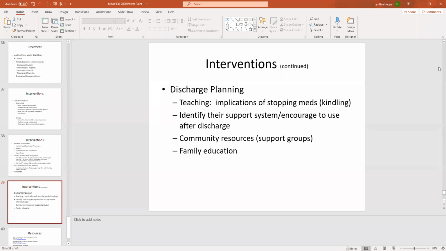Discharge planning, whether they're manic or extremely depressed, they can be suicidal. One being impulsivity and that they can't think through things. Depression also, they can't process that tomorrow will be a better day. Who is going to be there for them once they're discharged? The support groups, the community resources, and family.